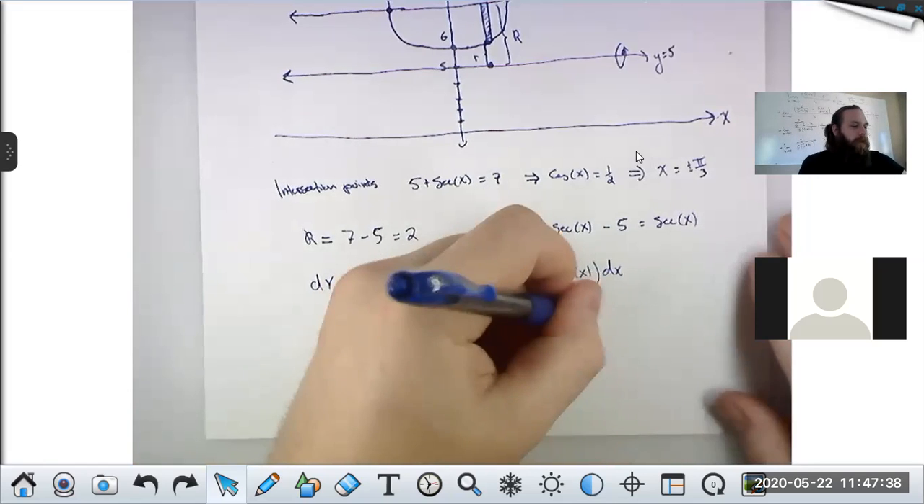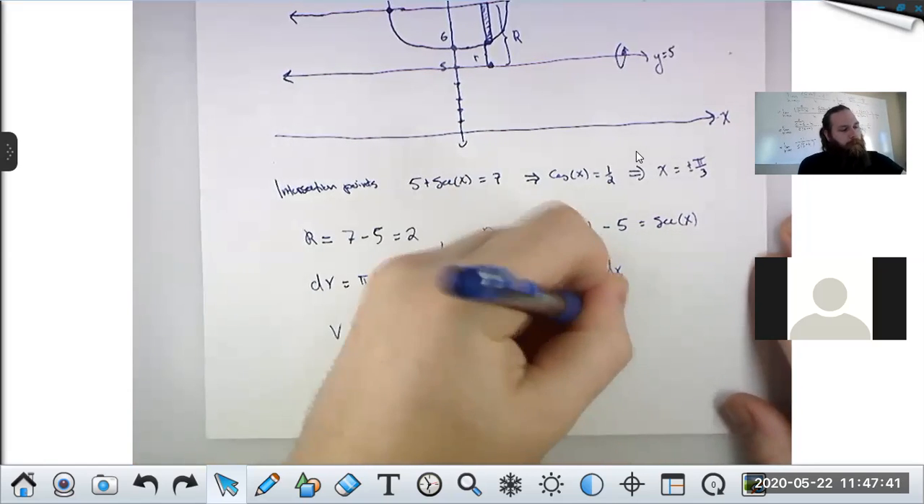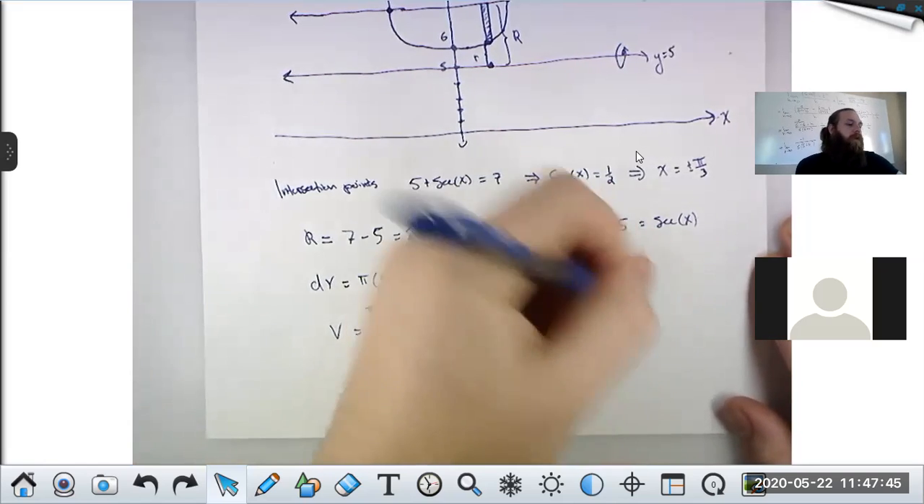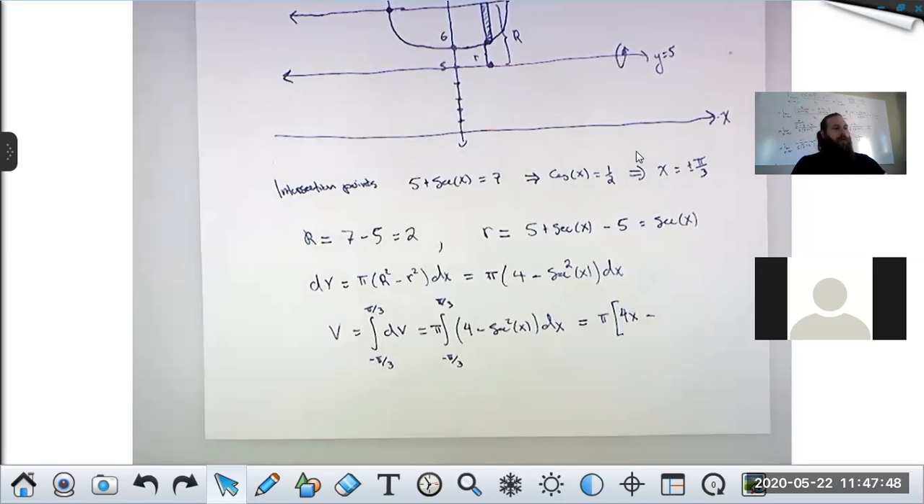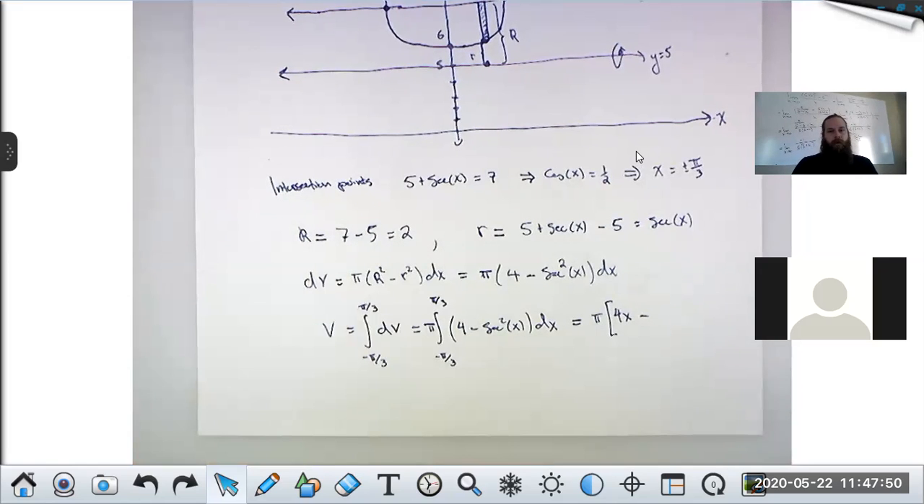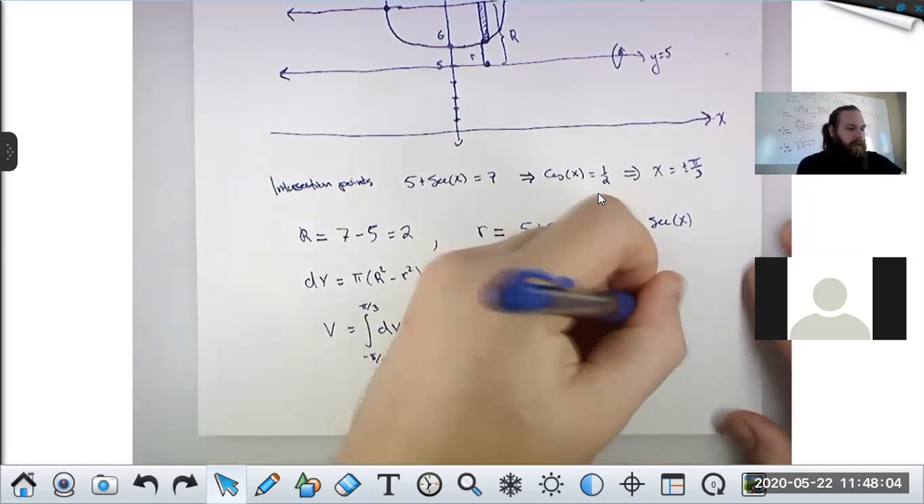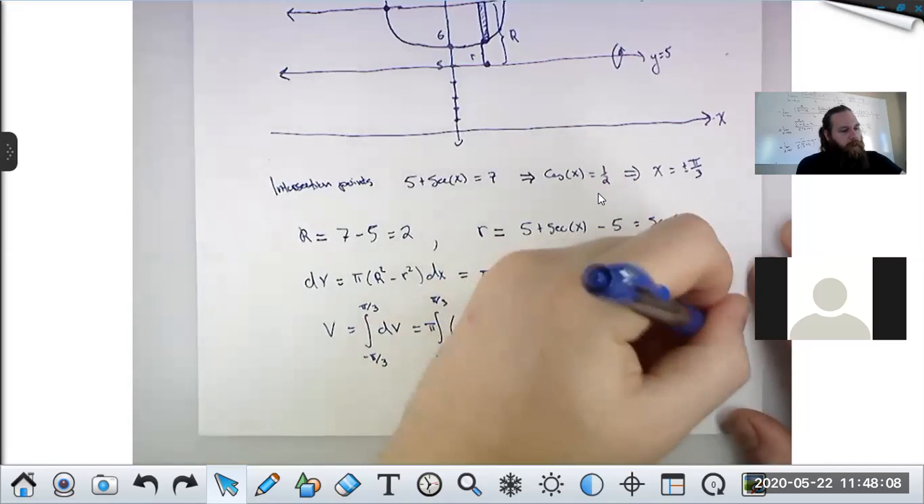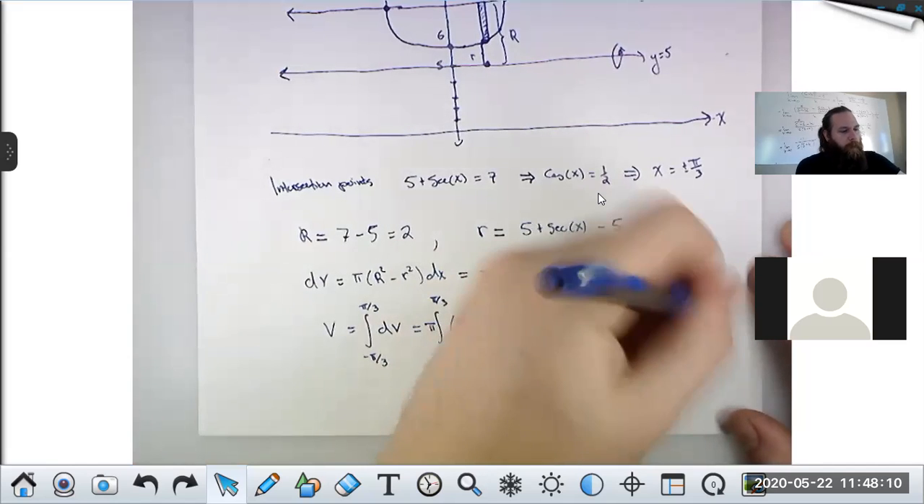The 4 is going to integrate to 4x, so this is pi times 4x minus, what is an antiderivative for secant squared? If you think about it, the derivative of the tangent function is secant squared. Good, yeah. So this is tangent x. And all of this is evaluated from negative pi over 3 to pi over 3.